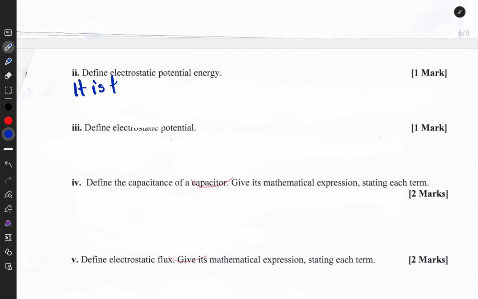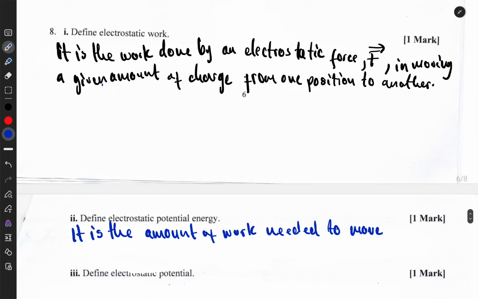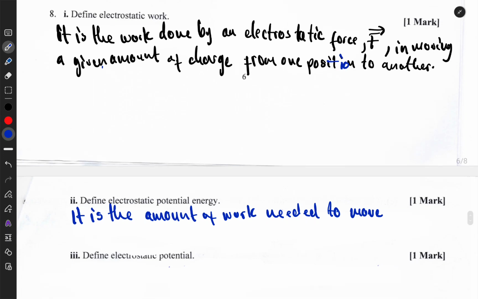It is the amount of work needed to move charge against the electric field from a finite position or from infinity to R. Okay? So it is the amount of work needed to move. Here, this was the work done on a charged particle in moving it from one position to another. This is electrostatic work.